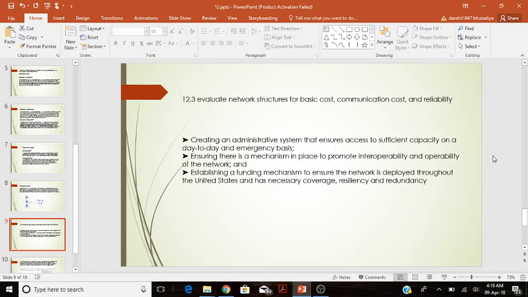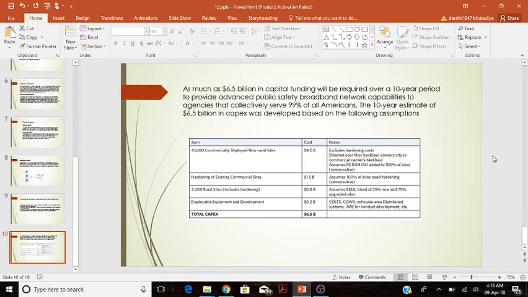reliability, and redundancy. Okay, so as much as 6.5 billion in capital funding would be required over a 10-year period to provide advanced public safety broadband network capabilities to the agencies that collectively serve 99% of all Americans. This 10-year estimate of 6.5 billion is the capital cost of whatever it takes to implement the system of the networks.